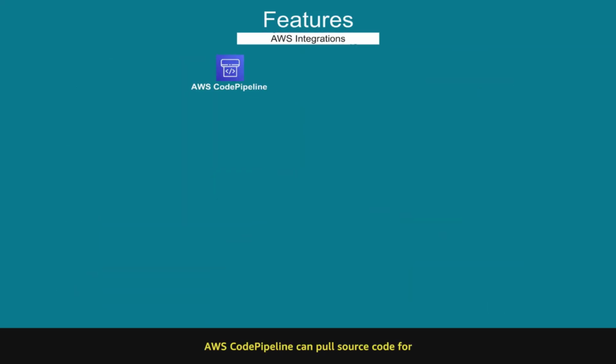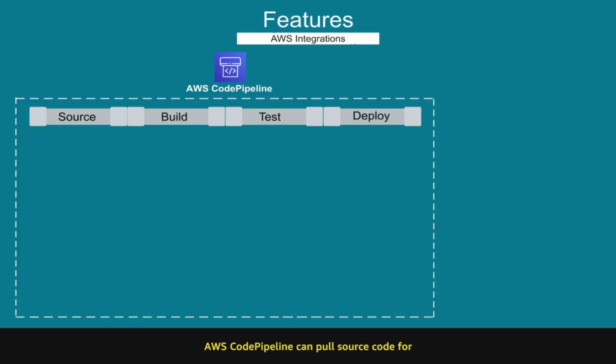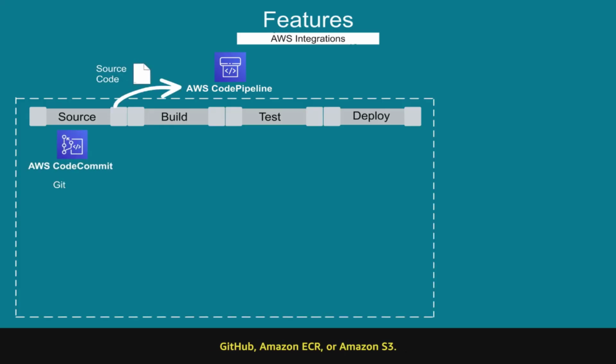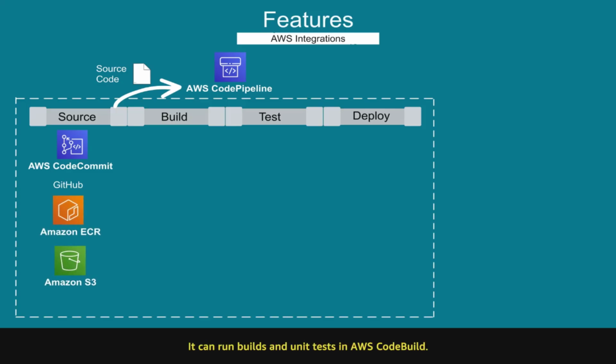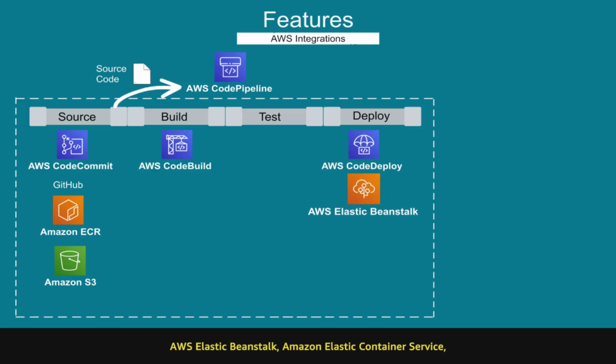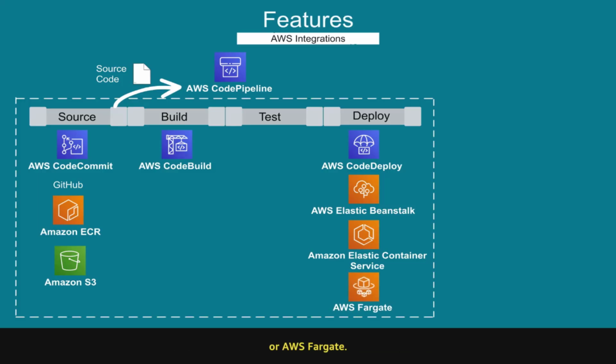AWS integrations. AWS CodePipeline can pull source code for your pipeline directly from AWS CodeCommit, GitHub, Amazon ECR, or Amazon S3. It can run builds and unit tests in AWS CodeBuild. CodePipeline can deploy your changes using AWS CodeDeploy, AWS Elastic Beanstalk, Amazon Elastic Container Service, or AWS Fargate.